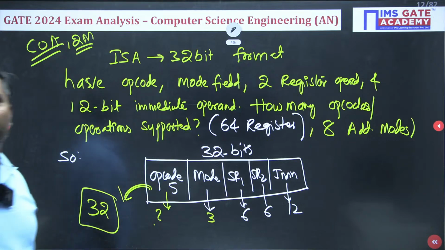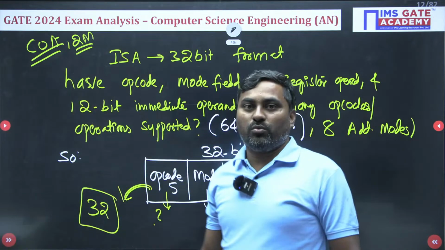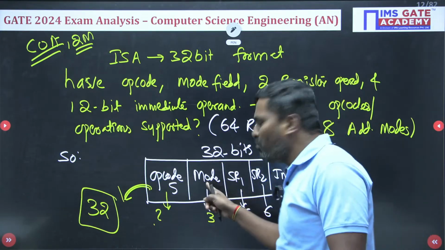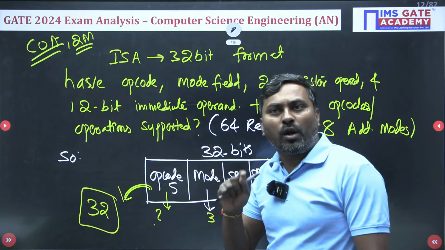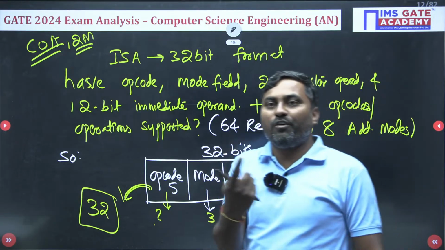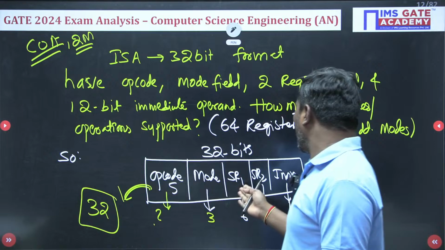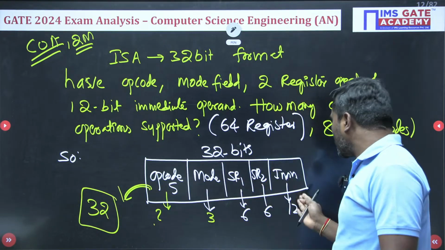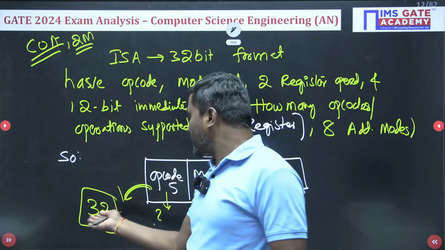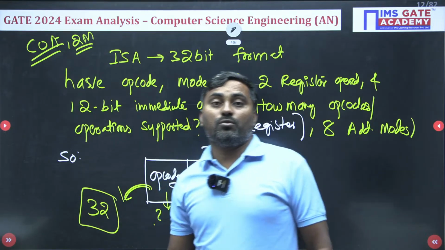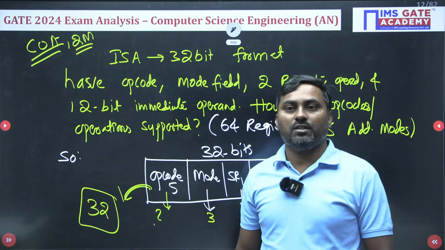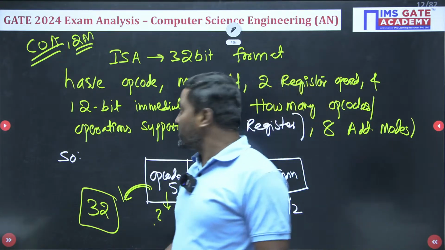Yes, Nehil. 32. The only confusion is that the mode field was extra added. They said clearly there are 8 addressing modes, and to refer to one addressing mode, 3 bits are required. The source operands require 6 each, plus the 12 bit immediate, so the opcode field is 5 bits. That is 32, so 32 operations can be supported by this architecture. So this is the type of question. They asked 2 more questions.